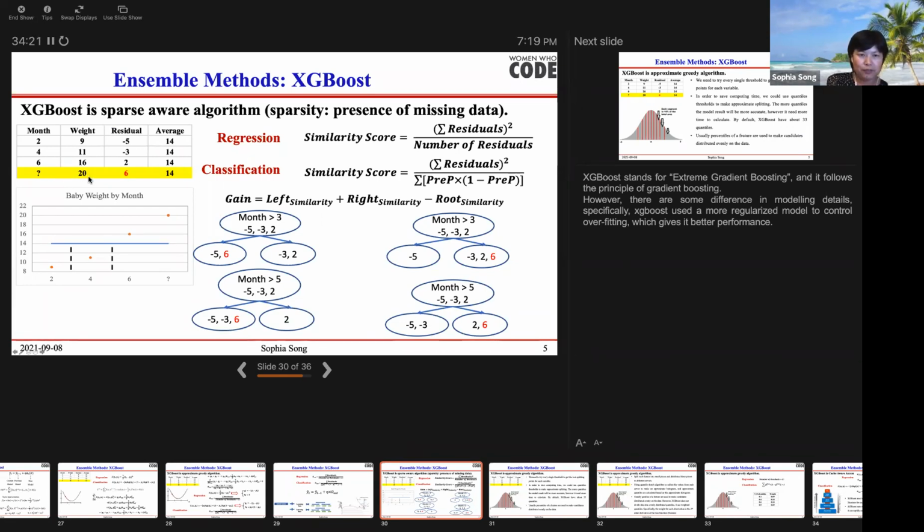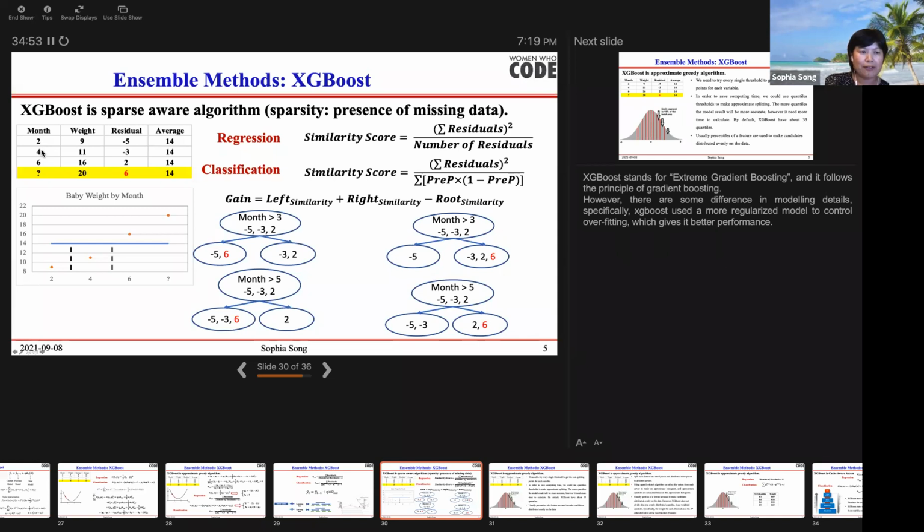direction. For example, XGBoost can calculate based on the similarity score. This record has a missing value, right? But for these 3 records, I do not have any missing value. So based on these 3 records, I sort by month, and based on the first 2 values, I set a threshold.